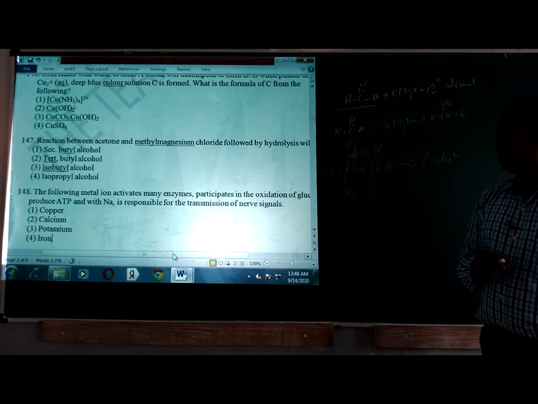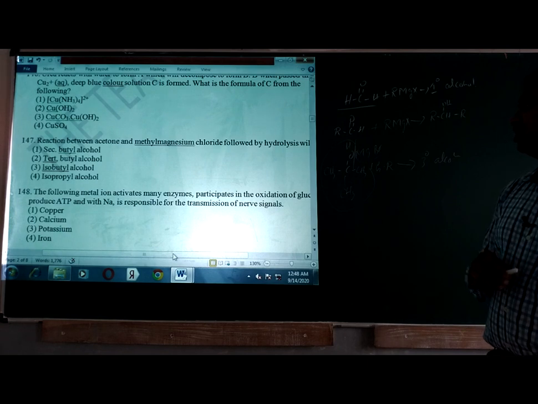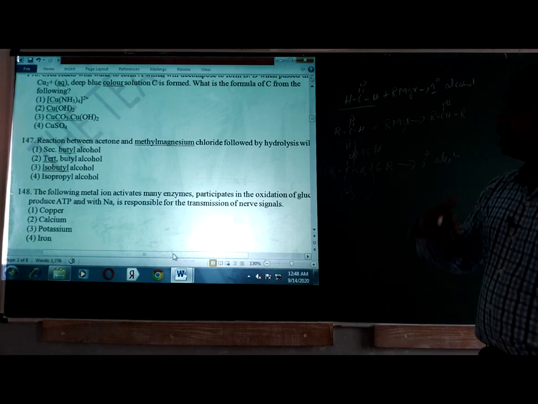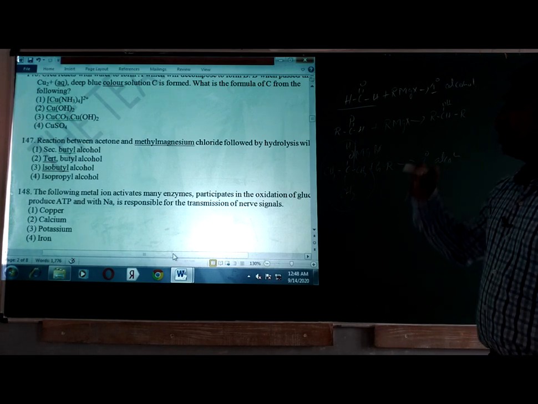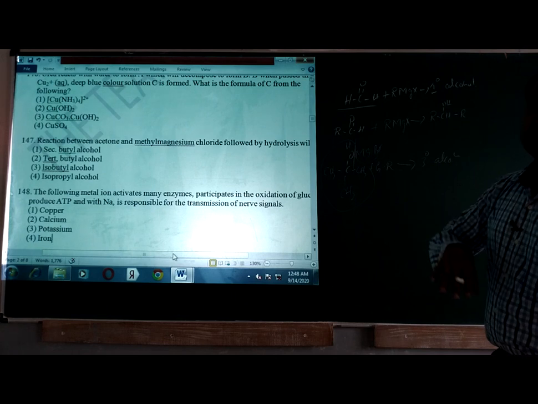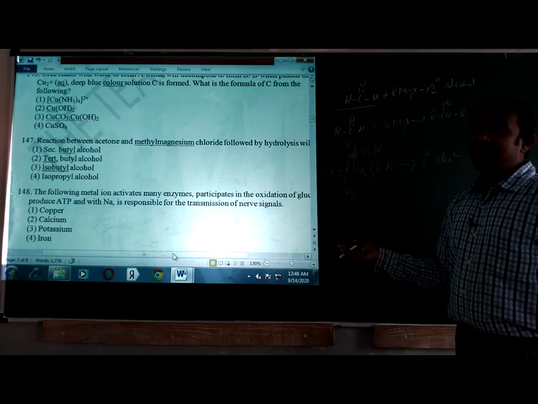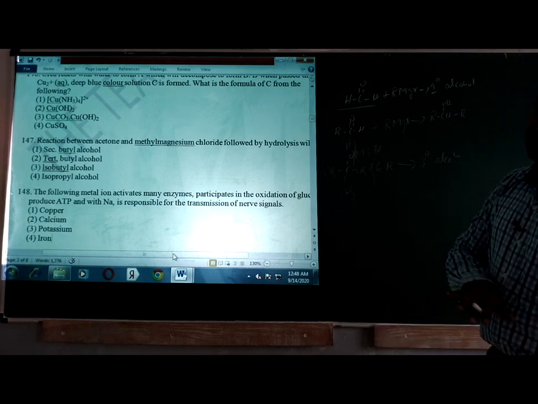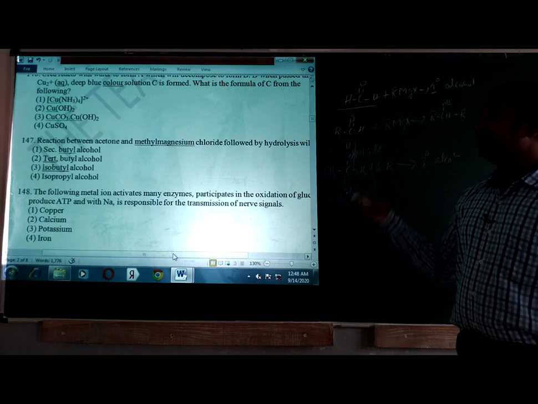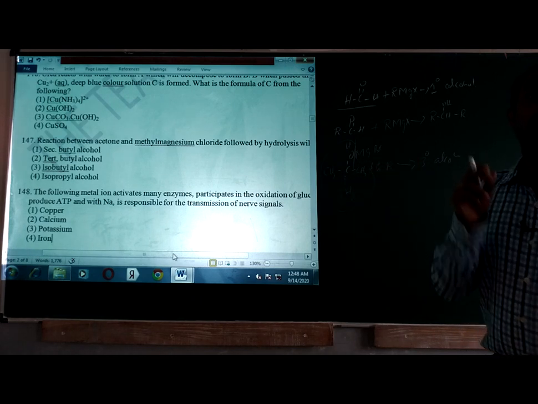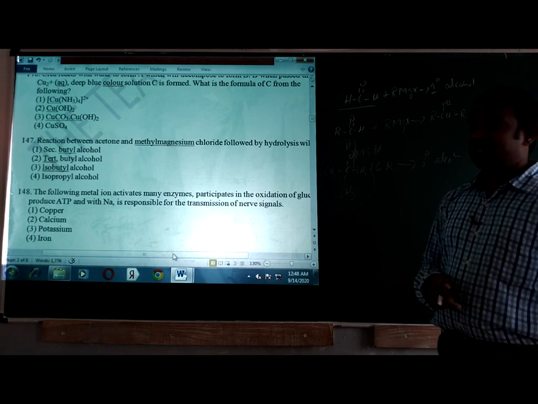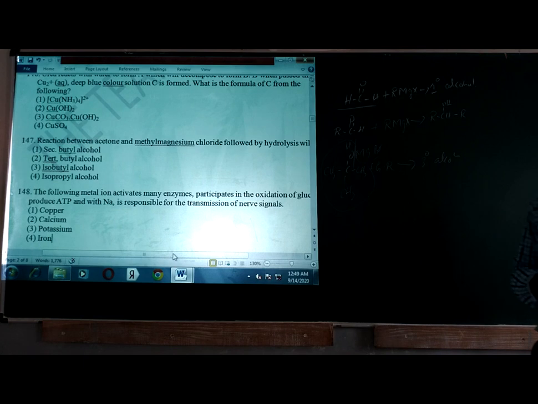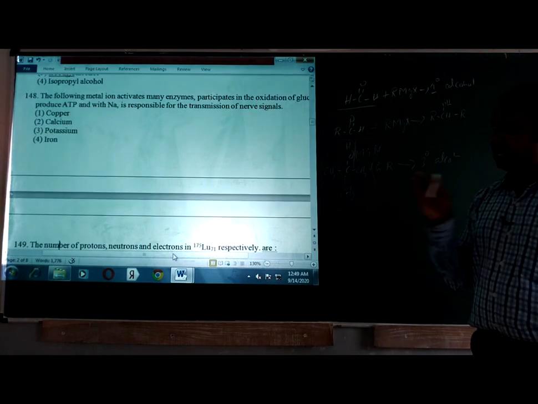The following metal activities: many enzymes participate in the oxidation of glucose to produce ATP, and sodium is responsible for transmission of nerve signals. It is in the extracellular fluid systems. Sodium passes from the external to the internal surface, but potassium goes from the internal fluid to the external fluid, with the help of proteins. Potassium is the answer compared with sodium. Sodium and potassium are used for biological applications among the s-block elements.